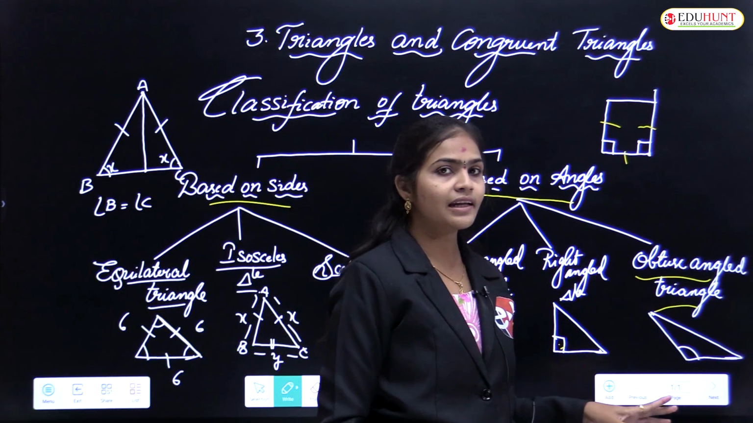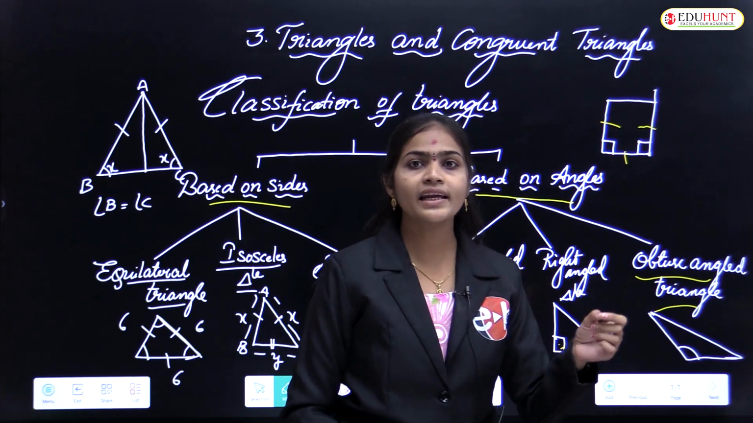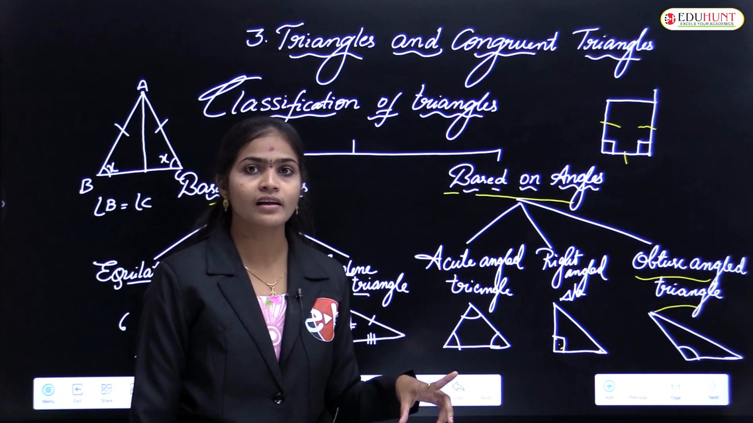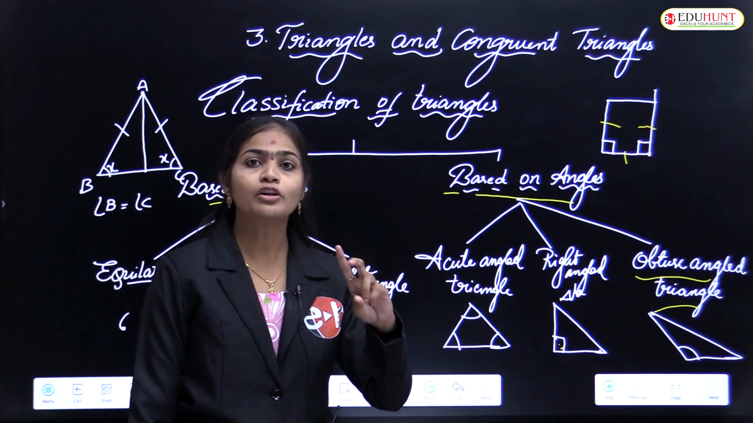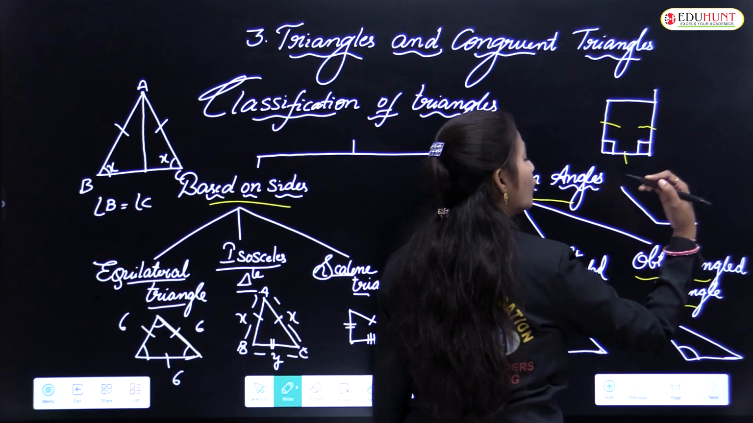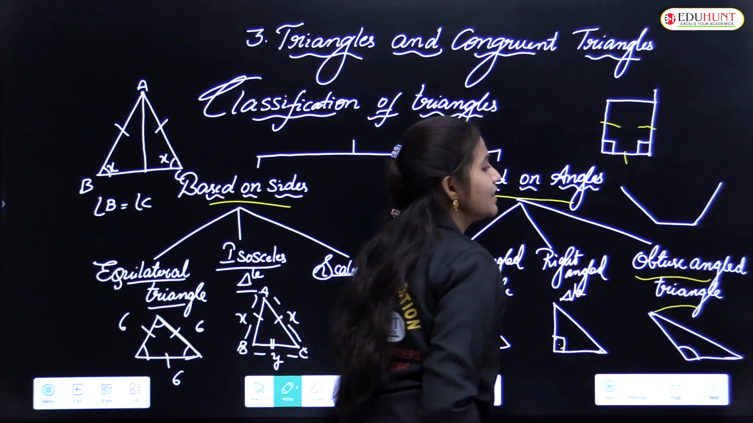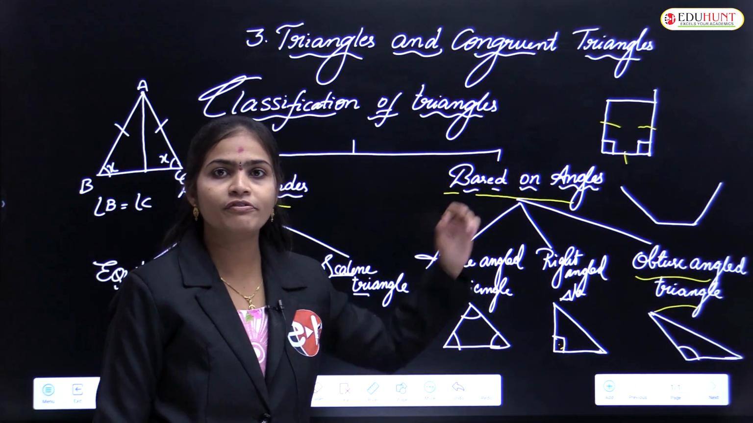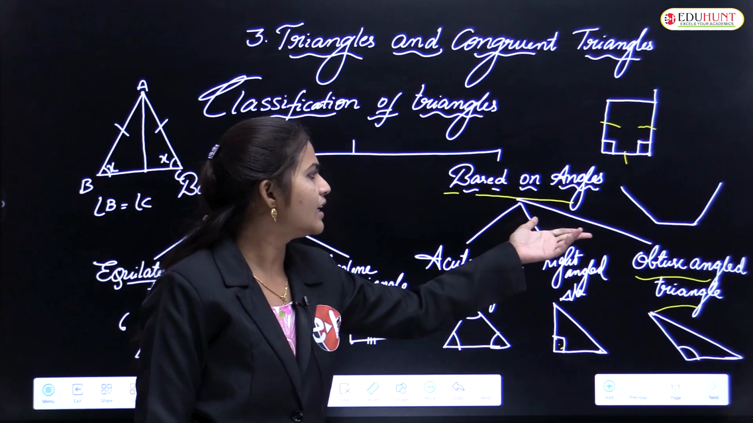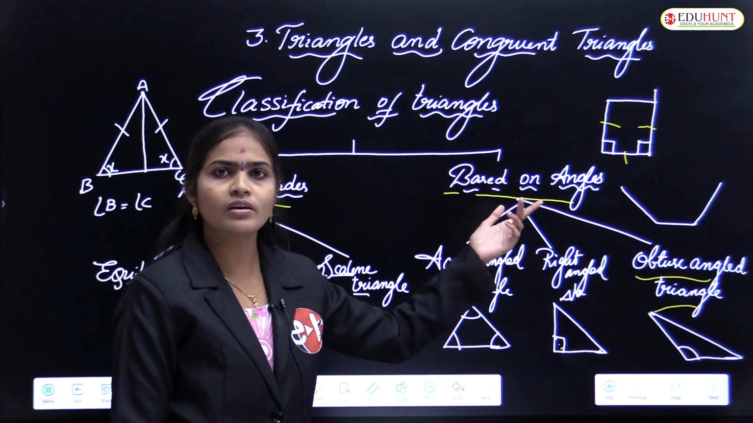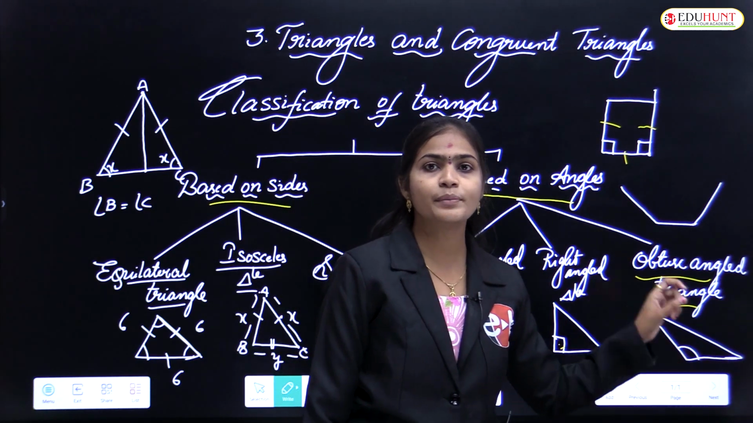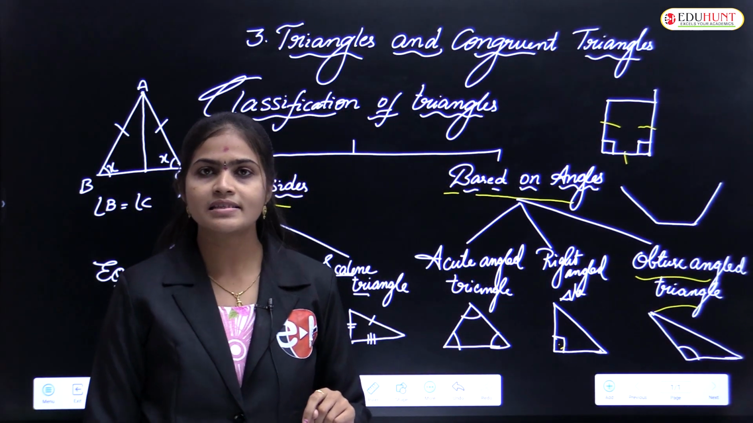Come to the obtuse angle triangle. How many obtuse angles are there in an obtuse angle triangle? Only one. Is it possible to take 2 obtuse angles in a triangle? Again the same process. This is one obtuse angle. If you draw one more obtuse angle, you get an open figure, not a closed figure. If you make it closed, you will get a quadrilateral or pentagon or something like that. So only one obtuse angle is possible. Is it clear to you?